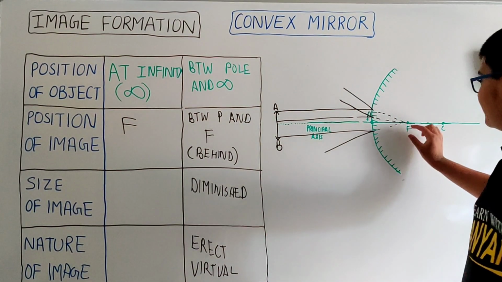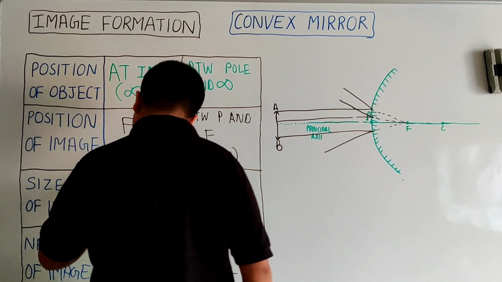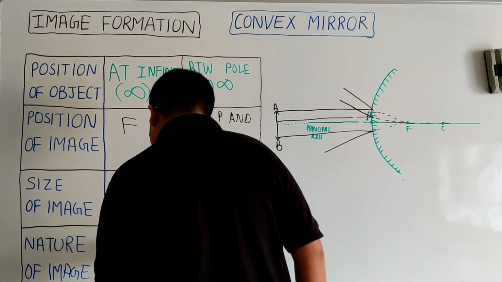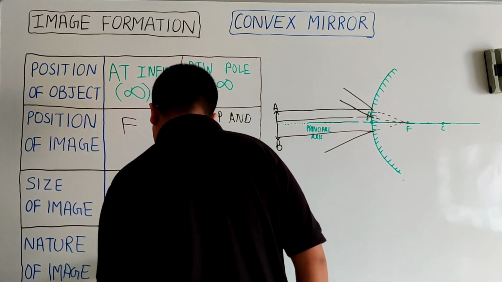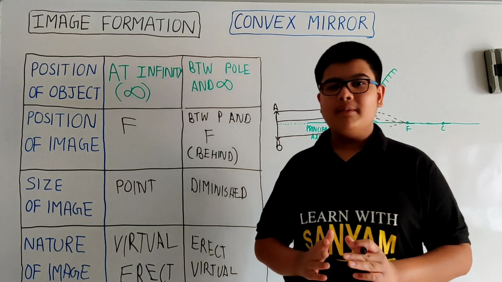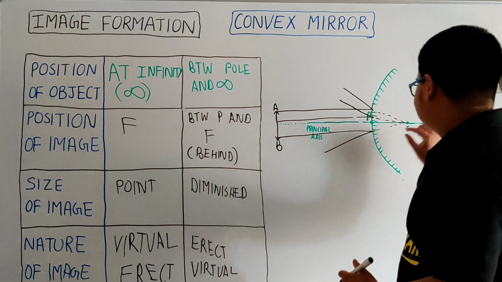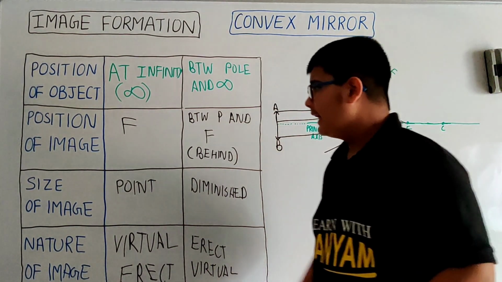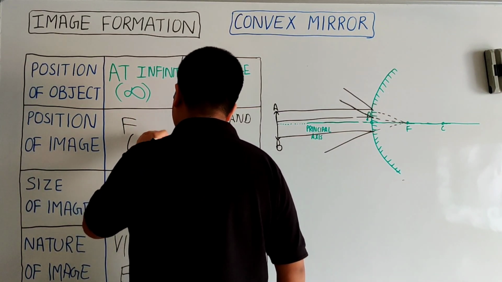And the size of image, if you observe, is very small. It is point sized. And the nature of image will again be virtual, as the rays are appearing to meet. And also it will be erect. Now one thing you can remember is that whenever a real image is formed, then it is inverted, and whenever a virtual image is formed, then always it is erect. So even if it is very point sized and you are not able to observe it by your eyes, if it is virtual, then always it will be erect. And again, the position of image here will be at the focus behind the mirror. The virtual images are found behind the mirror.